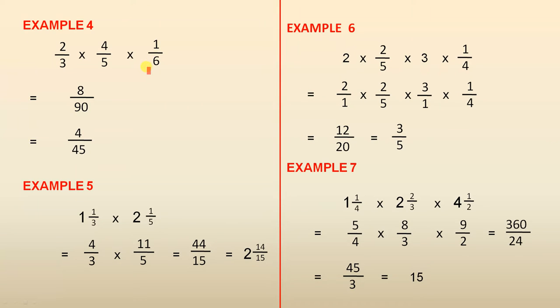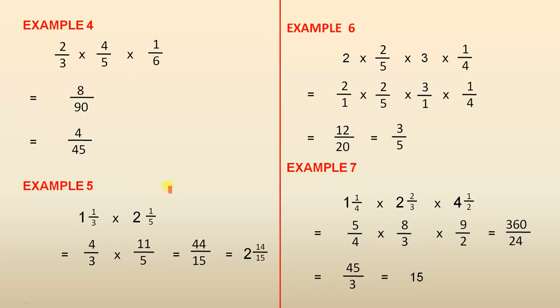Example 4. 2 over 3 times 4 over 5 times 1 over 6. 2 times 4 is 8. 8 1s are 8. 3 5s are 15, 15 times 6 is 90. 8 over 90, they are both even numbers, so divide each of them by 2, that gives you 4 over 45.